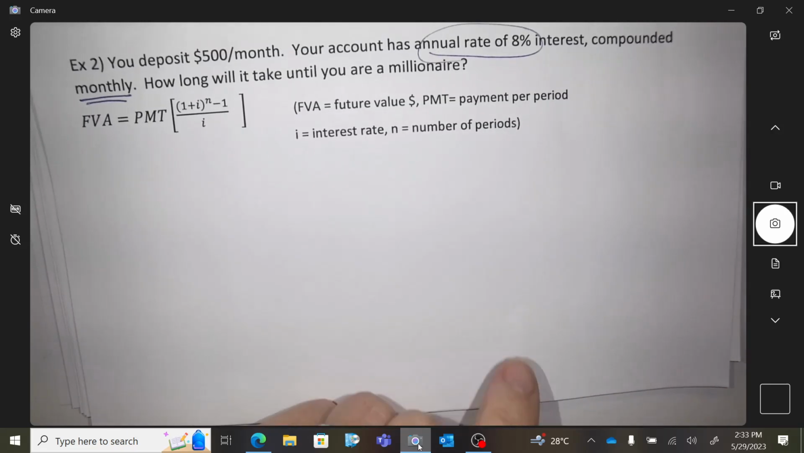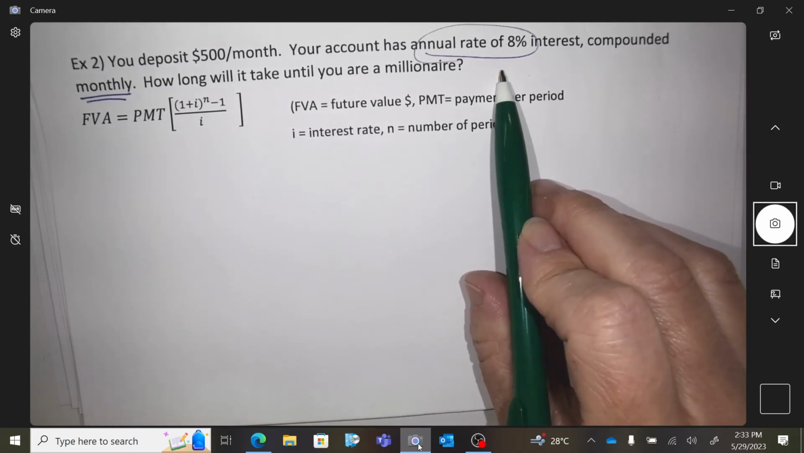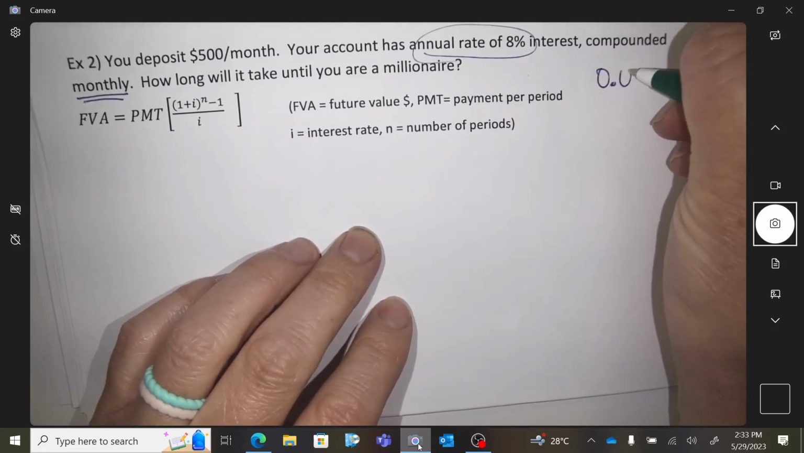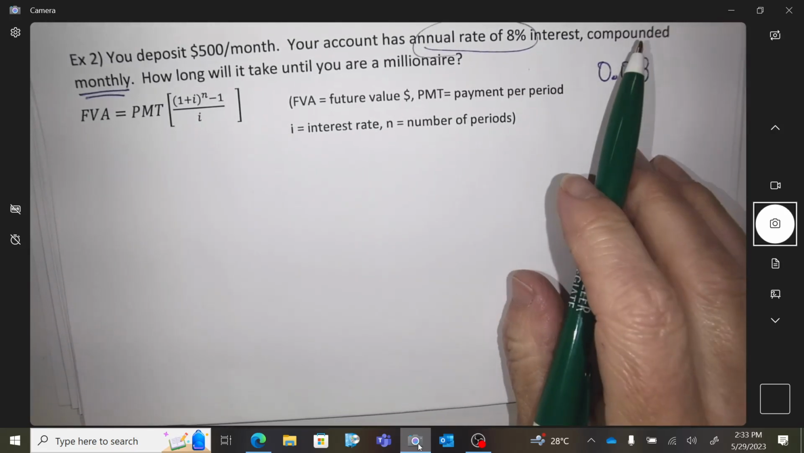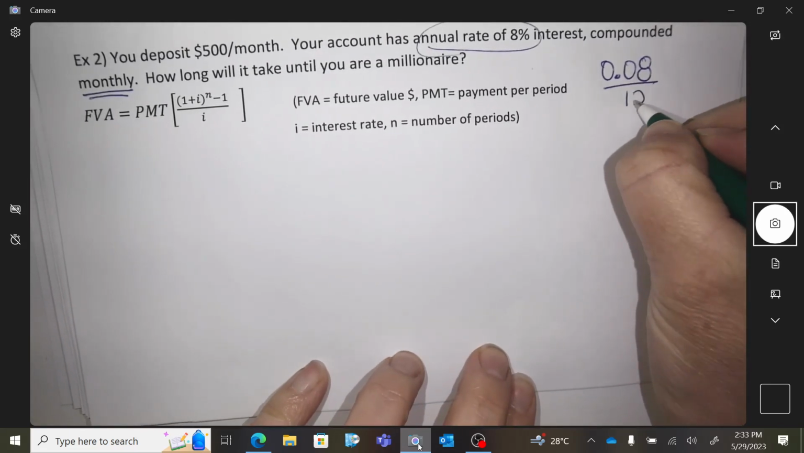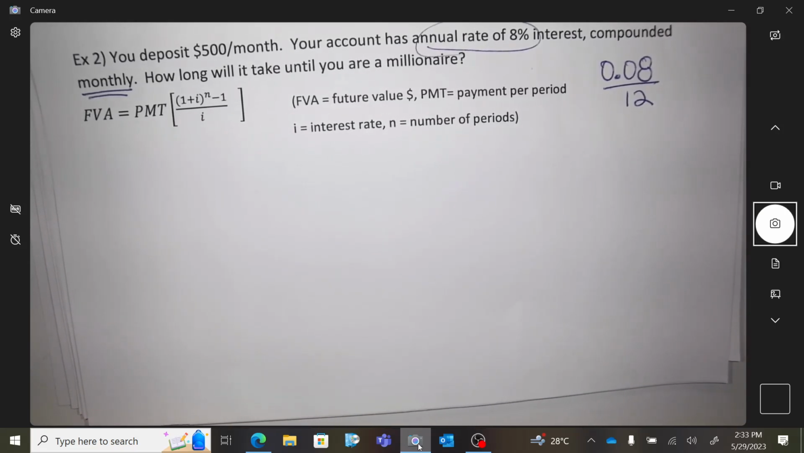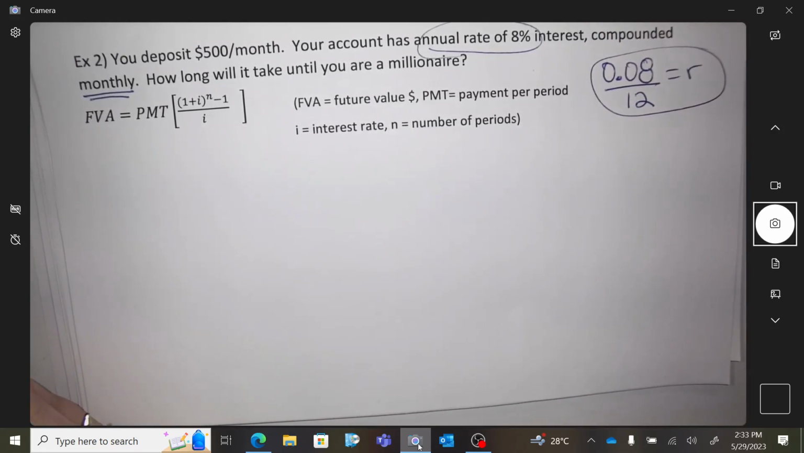Okay, here's what I need you to do. 8%. How do you do 8% in math? But that's an annual interest rate, but we compound it monthly. So I'm going to take that rate and divide it by 12 because it's compounding monthly. So this is what I'm going to be using to represent my rate. So just keep it like that so we have an accurate answer. Okay, here we go.